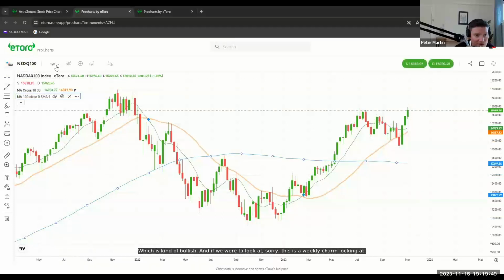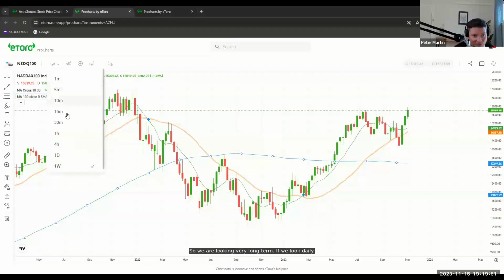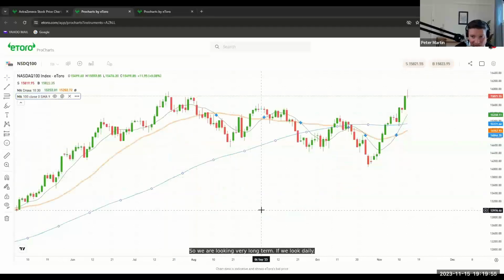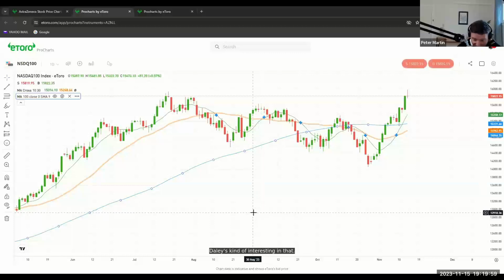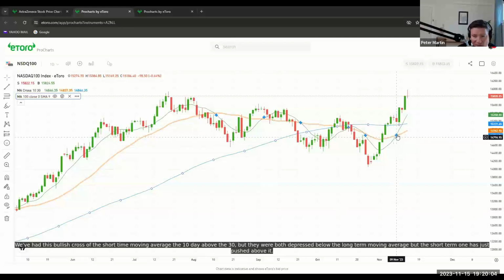Sorry, this is a weekly chart I'm looking at, so we are looking very long-term. If we look at the daily, it's kind of interesting in that we've had this bullish cross of the shorter-term moving averages, the 10-day above the 30, but they were both depressed below the long-term moving average, and the short-term one has just pushed above it.